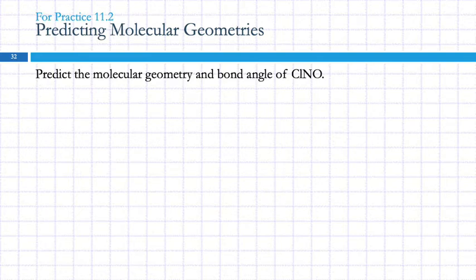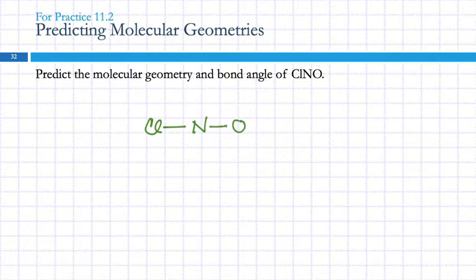So this question could be an exam question. Predict the molecular geometry and bond angle of ClNO. It's not specifically telling us what the central atom is, but it's reasonable to assume that it would be the one that's in the middle of the formula. And actually, we'll get the same geometry regardless of how we stick this together. So let's put the nitrogen in the middle and the chlorine and the oxygen around it.